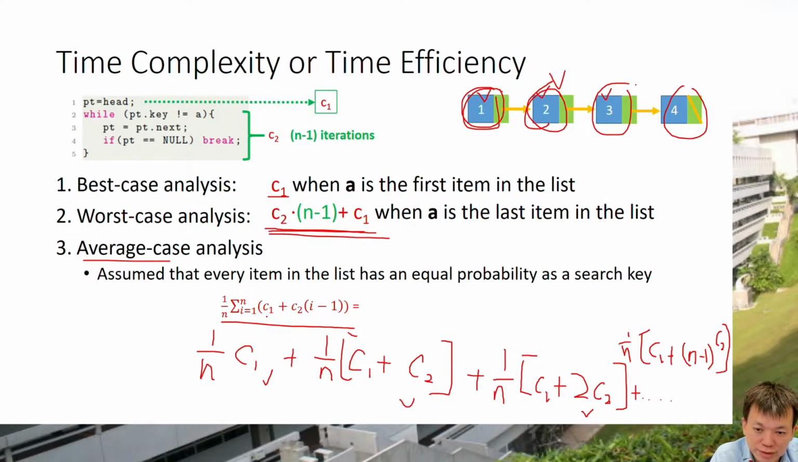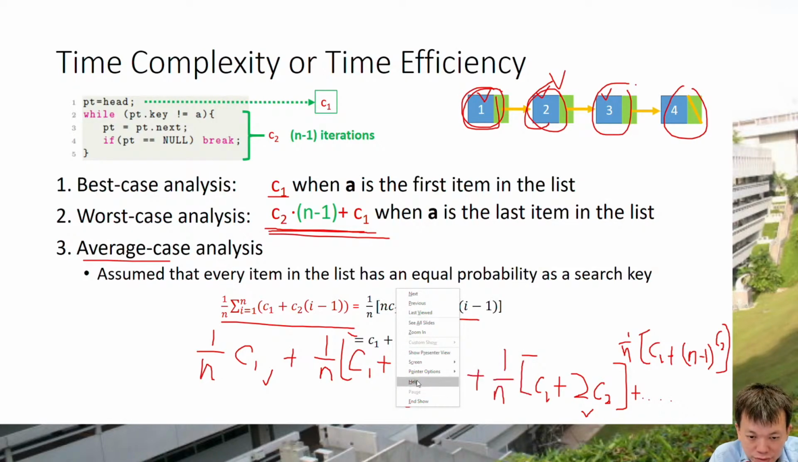Of course, not the end yet. Need to do the calculation. You just do the summation. This one is n C1, then this one C2(i minus 1). You do the summation of i minus 1. This one can be 0, 1, 2, 3, 4, 5, 6, 7, 8, 9, 10. Again, this is an arithmetic series. So you sum it up.